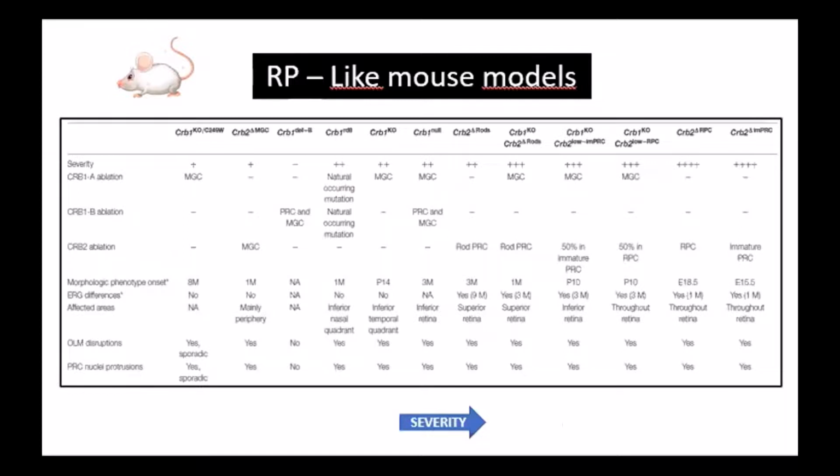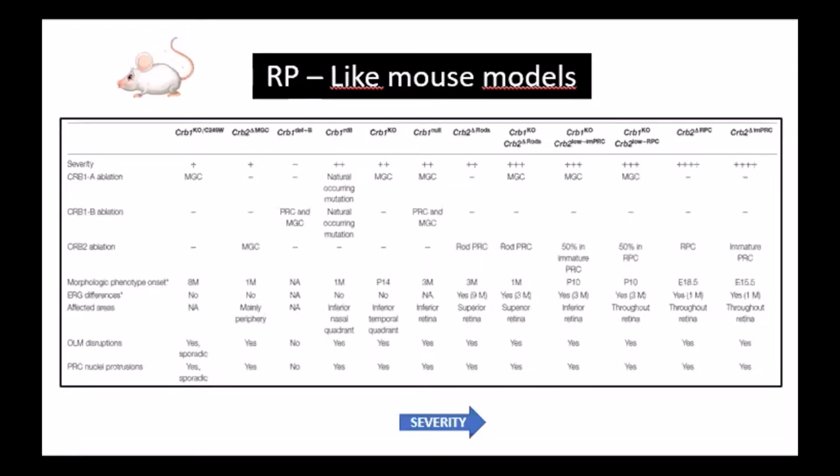In summary, the difference in phenotype onset between all these mouse models might be explained by the onset of the CRE expression during retinogenesis and by the cell type specific ablation. For example, ablation of CRB2 from a later time point result in a milder phenotype.